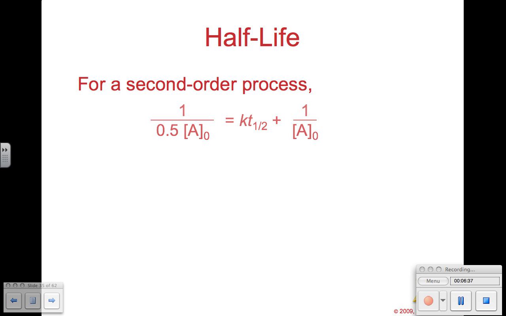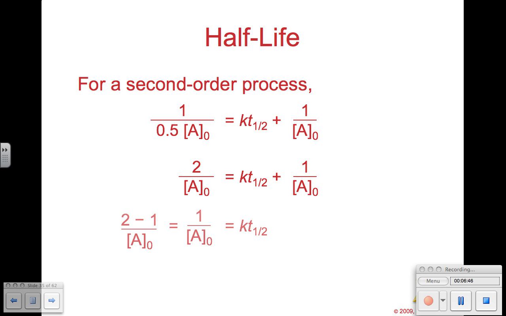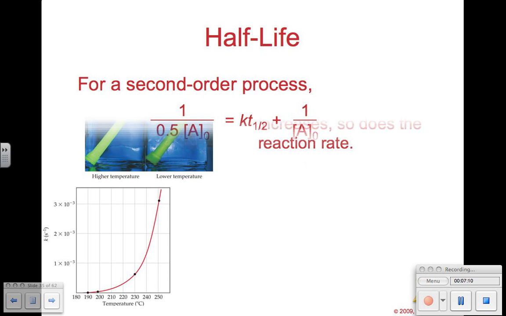Now for a second order process, it's a little different. We move things around and manipulate things. For a second order, you still have the rate constant involved, but this time the initial concentration of the material is important in determining the half-life, when half of it is going to be gone.